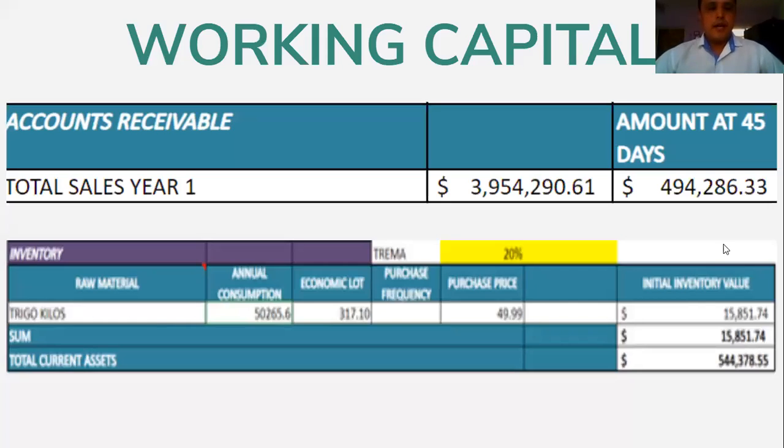Next, we have the accounting receivable, which is the total sales of 494 pesos with 286, being a total amount of 544,378.55 pesos.